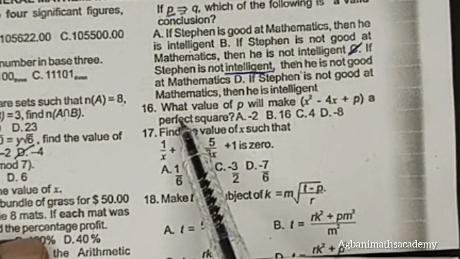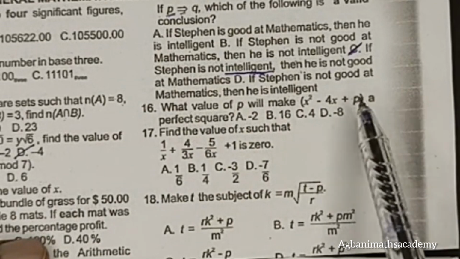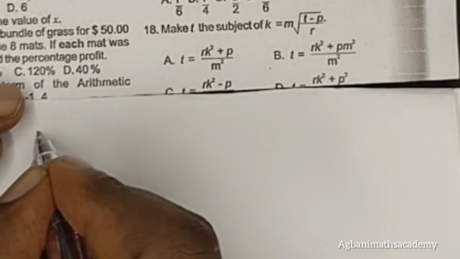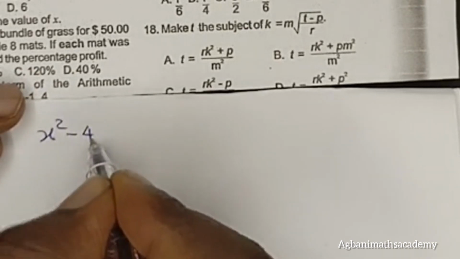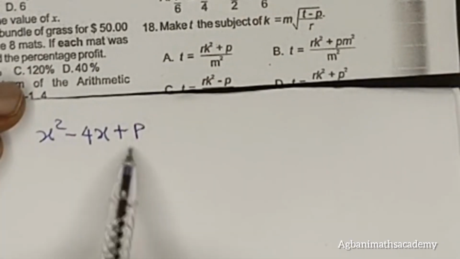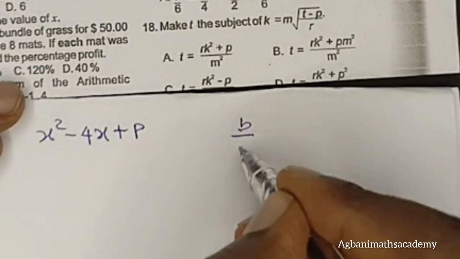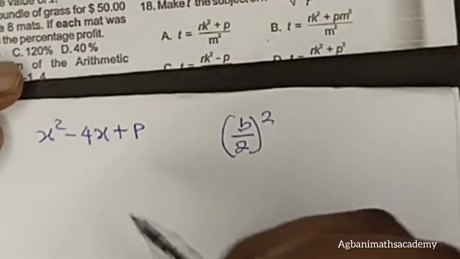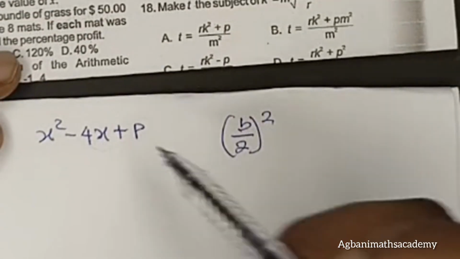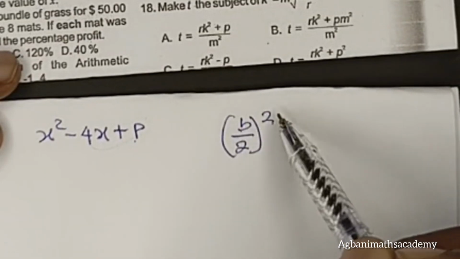Question 16 says, what value of P will make x squared minus 4x plus P a perfect square? So we have x squared minus 4x plus P. They are asking us, what will be the value of P? How do we know the value of P? P has to be b over 2, squared. So this is a quadratic expression, and P has to be (b over 2) squared.